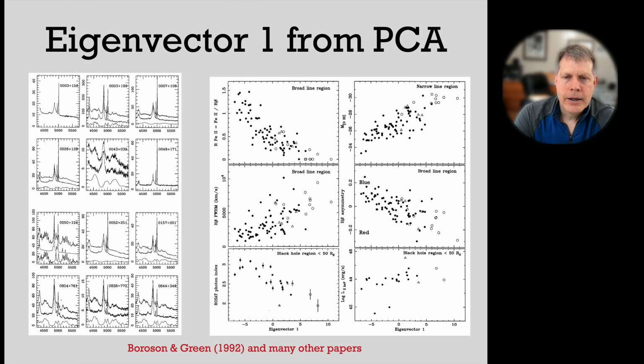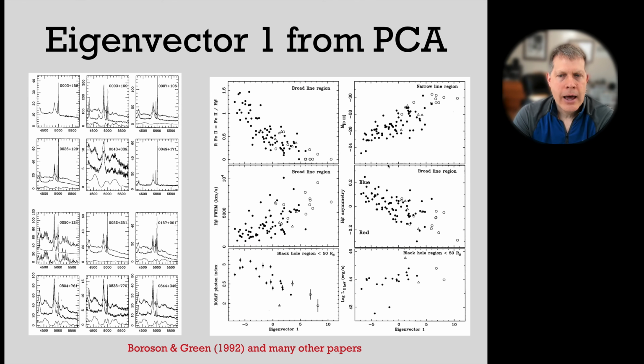Now, if you look at the other extreme over on this side, then you have weak optical iron II emission systems, also having strong O III and having broader H beta and having red asymmetric H beta. So that's the other extreme of this correlation.